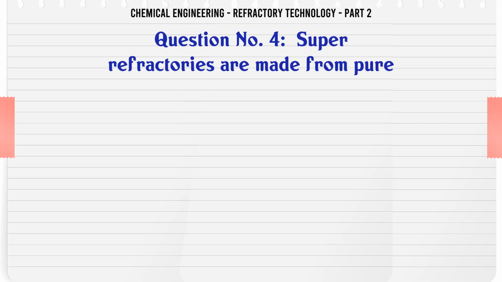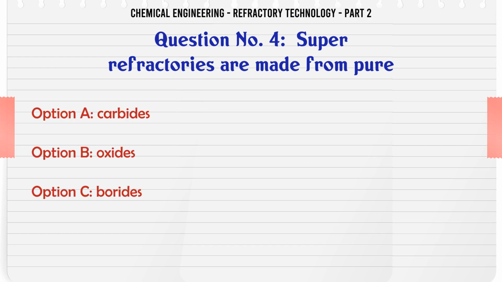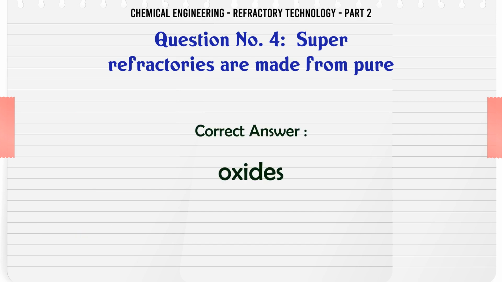Super refractories are made from pure A. carbides. B. oxides. C. borides. D. nitrides. The correct answer is oxides.